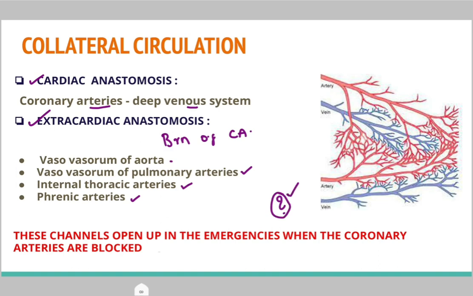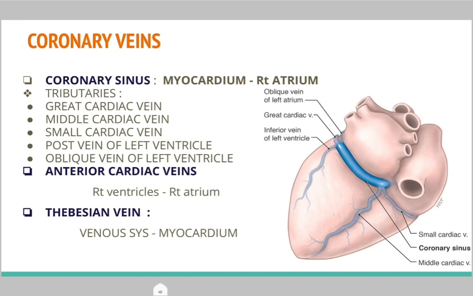But when does this collateral circulation come into the picture? That is when the coronary arteries are blocked. So within few seconds or within few minutes after the main arteries get blocked, the collateral circulation opens up and it serves as a major supply of blood. This is about the blood supply.